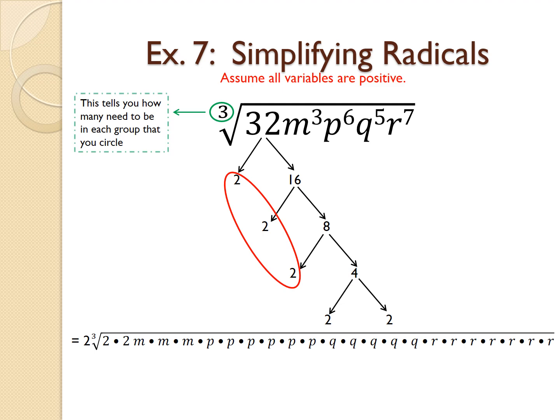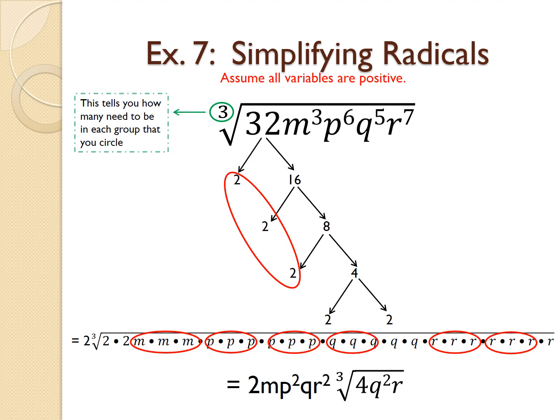Now, going off the idea that I can circle in 3's, if I have 3 of one variable, I'm going to circle it. So you see that I had 1 group of m's, 2 groups of p, 1 group of 2, but I had 2 q's left over, so they have to stay underneath the radical. 2 groups of r, and then 1 left over, so it has to stay as well. So I pull that m out. I pull the 2 p's out, so p times p becomes p squared. I pull out the q, and then I pull out the 2 r's to become r squared.